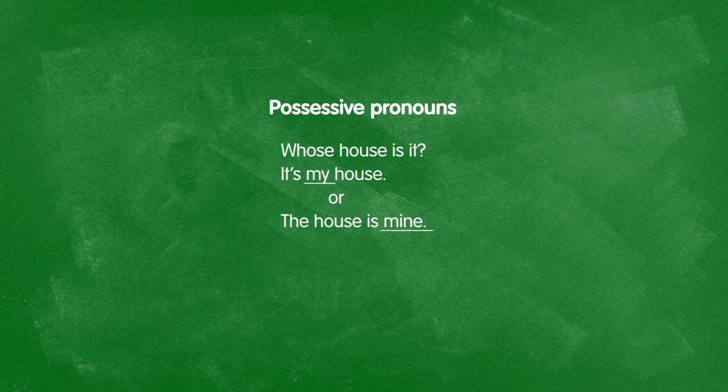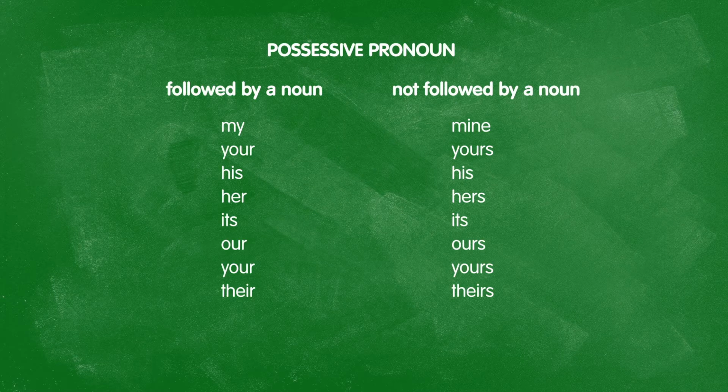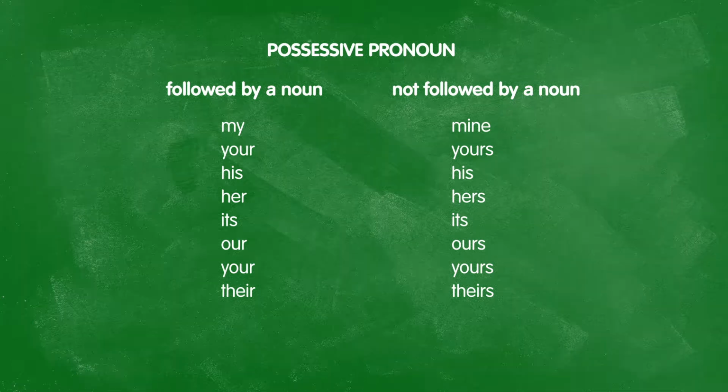So if we analyze the two previous examples, we can conclude that if the pronoun is followed by a noun, my house, we use my, your, his, her, its, our, your, or their. However, if the pronoun is not followed by a noun and appears at the end of a sentence, then we will use the following forms. And most of them end with the letter S. Mine, yours, his, hers, its, theirs, ours, and yours, meaning belonging to all of you, not just you singular.